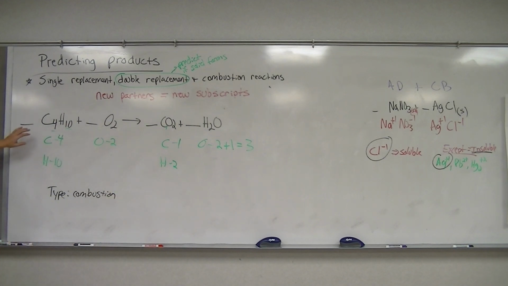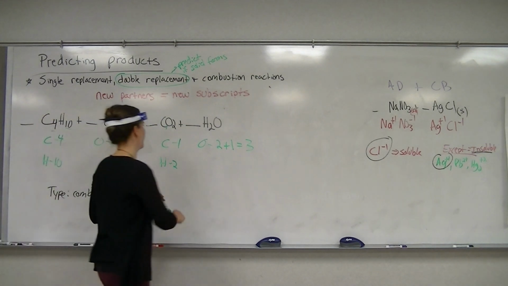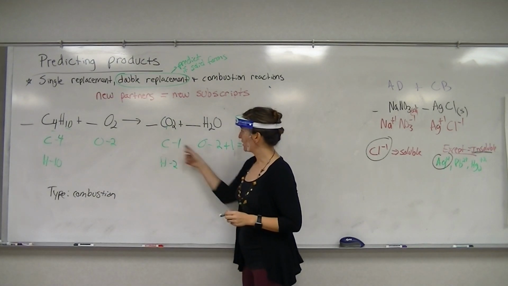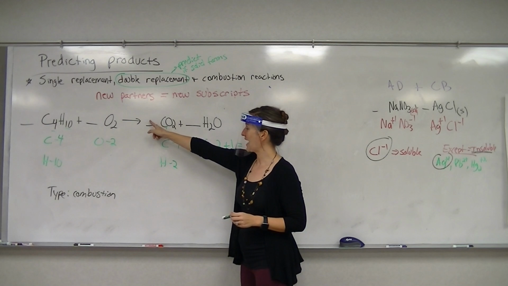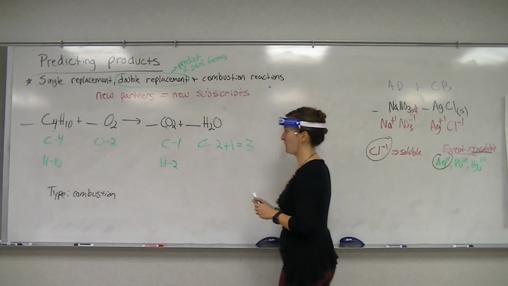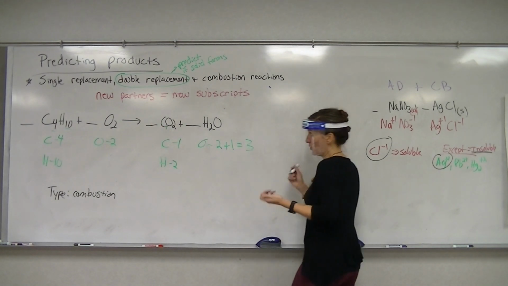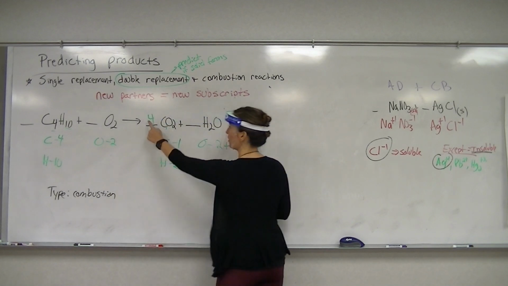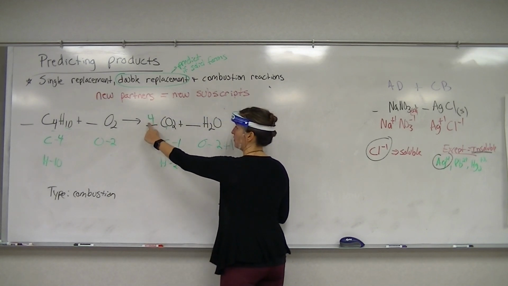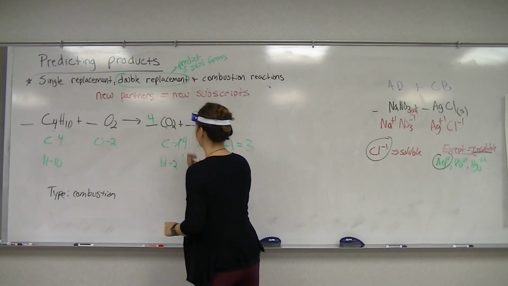Okay, so we have 4 carbons on the reactant side, we need 4 on the product side. So I find carbon, it's here, so I need to add a coefficient. What coefficient is going to give me 4? 4, yeah, because we're doing coefficient times subscript. So 4 times 1, now I have 4.